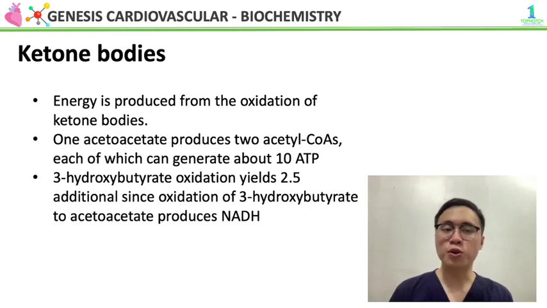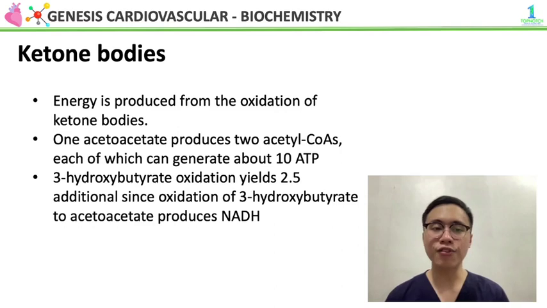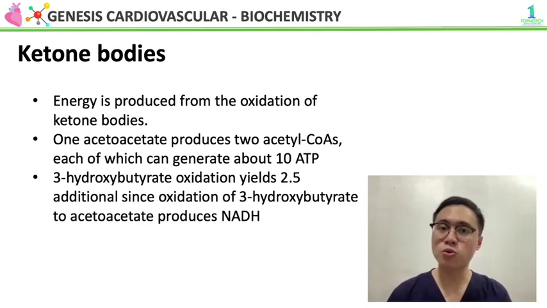Energy here is produced via the oxidation of the ketone bodies. One acetoacetate will be able to produce 2 acetyl-CoAs, each of which would generate around 10 ATPs through the TCA cycle. So that's around 20 ATPs since you have 2 acetyl-CoAs. On the other hand, 3-hydroxybutyrate oxidation would yield an additional 2.5 more ATPs, because the oxidation of 3-hydroxybutyrate to acetoacetate will give you an NADH. And you know that you can also generate ATP from that.